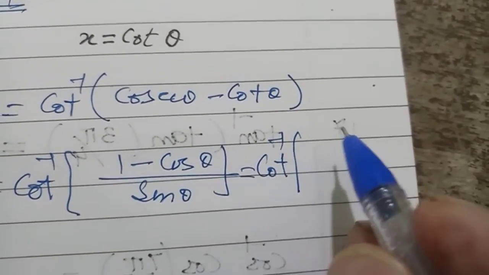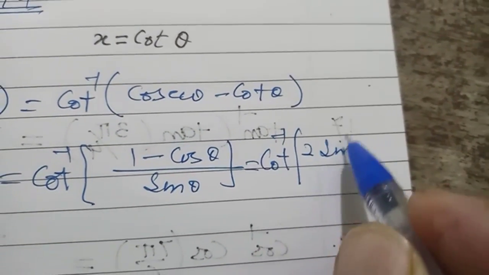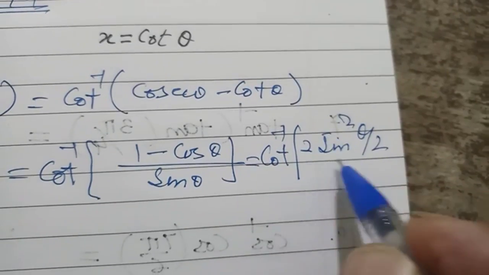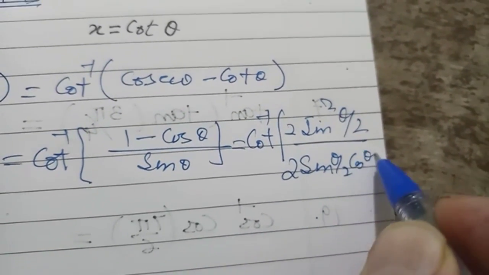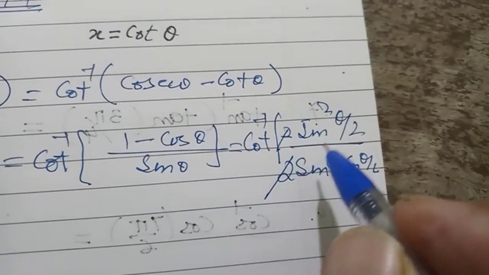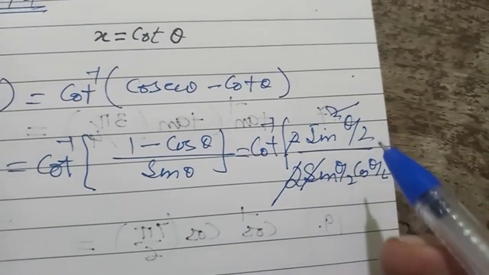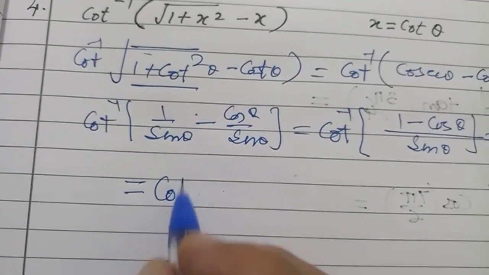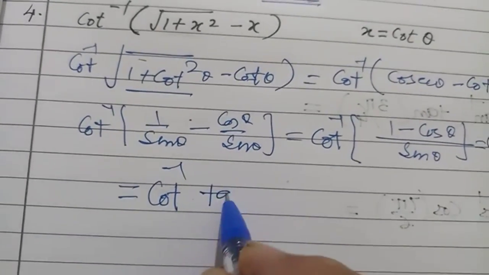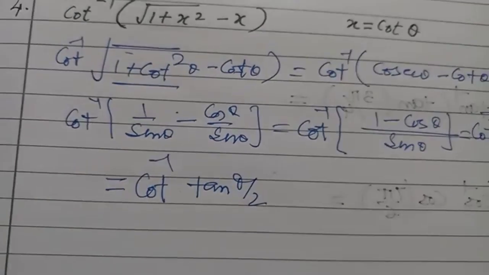What is the formula of 1 minus cos theta? It is 2 sine square, half of the angle. Sine theta is already 2 sine theta by 2, cos theta by 2. 2 cancels with 2, one sine cancels with sine. So what is the answer? Cot inverse, tan theta by 2.